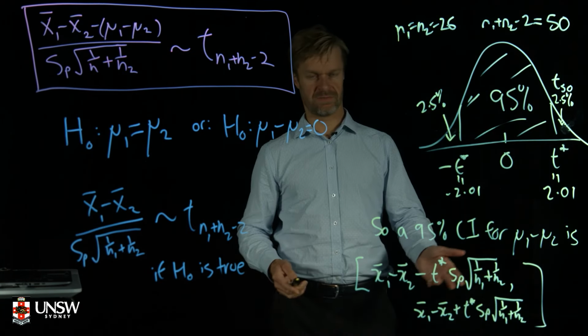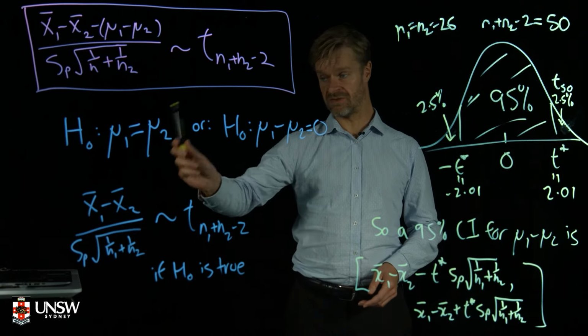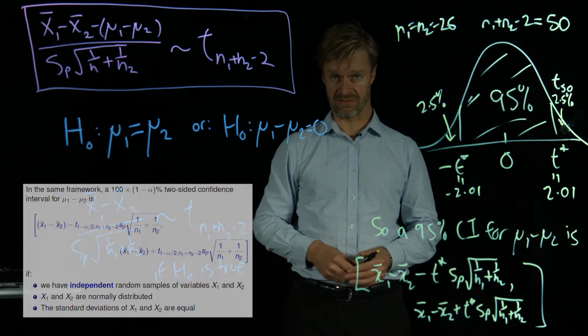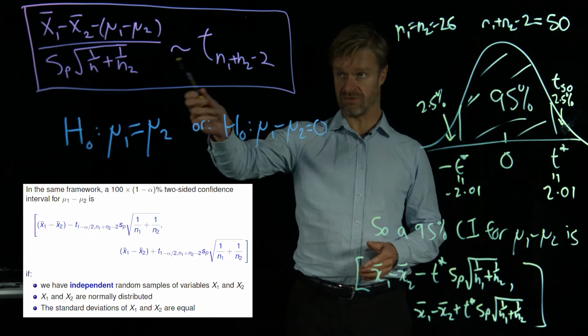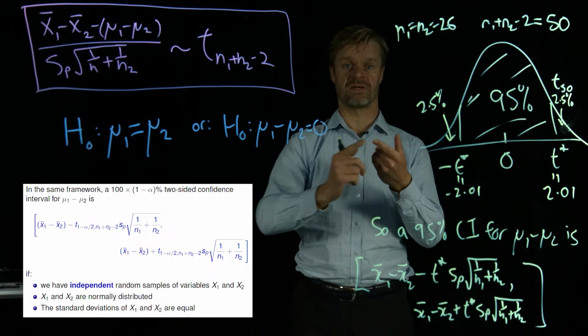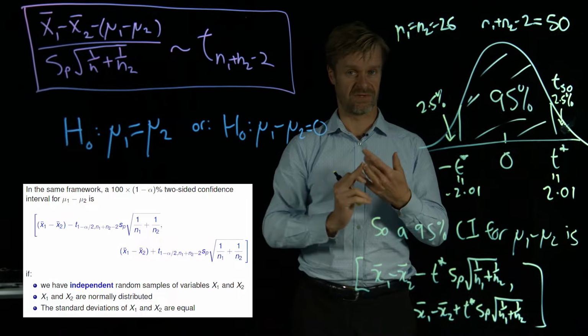So there you go. We've used this result to derive a method for testing hypotheses about mean difference and for constructing confidence intervals about mean difference under those 3 assumptions that we needed for this result, under the assumptions of independent random samples from normal distributions with equal standard deviation.